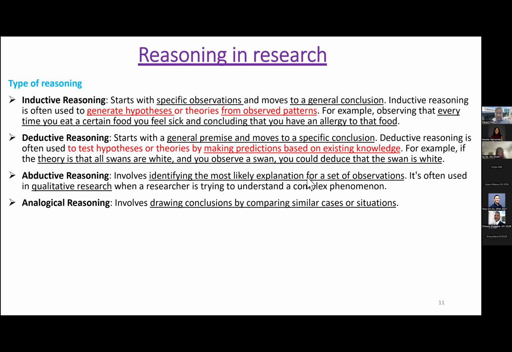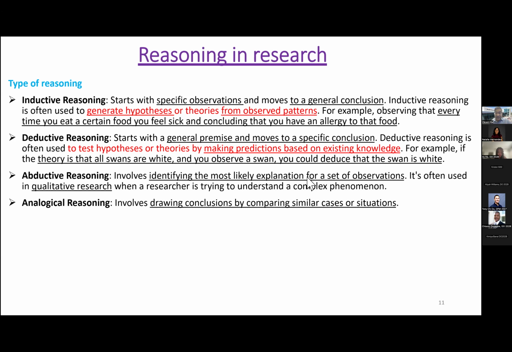So we know that. Deductive reasoning has a general premise and moves to a specific conclusion. You say that all swans are white, and when you observe a swan and say this is white, it is because we have a general premise that all swans are white. So there is a very thin line, but there is a difference. In inductive reasoning, we generate the hypothesis and then prove it. In deductive reasoning, we observe it and we generalize it.